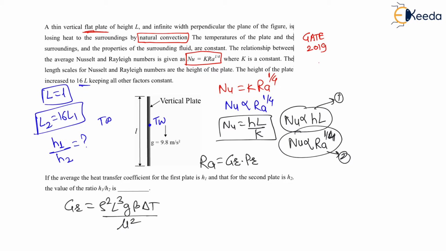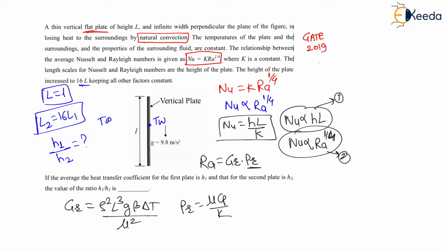Now, my dear students, after this Grashof number, let us understand the Prandtl number. The Prandtl number is nothing but mu Cp divided by K, where mu is the dynamic viscosity, Cp is the specific heat at constant pressure, and K is the thermal conductivity of that fluid, right? These are the two numbers. Now, my dear students, we know the formula of the Grashof number and the formula of the Prandtl number.